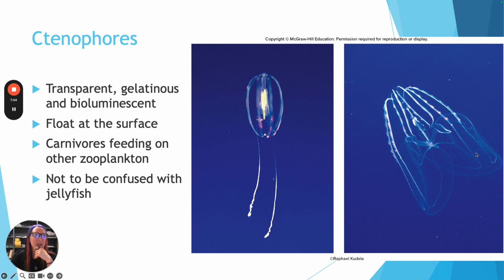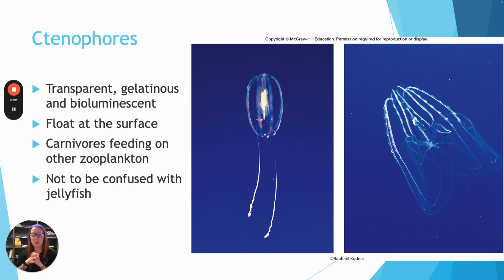Next up we have ctenophores. These are transparent, gelatinous, and bioluminescent jellyfish-like creatures. They're actually not a type of jellyfish. These tend to float near the surface, and these are actually carnivores that feed on other zooplankton. Some of them have little tentacles that come down that can catch anything in the water and bring it up into their mouth. A lot of them are also bioluminescent.